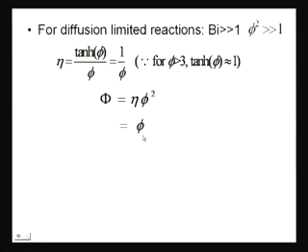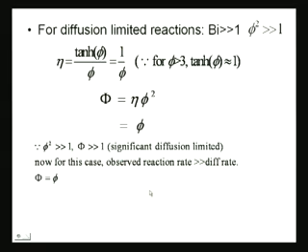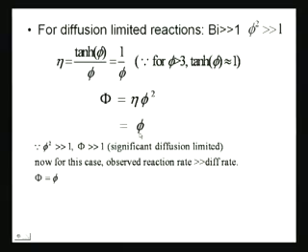Eta itself is 1 over phi, so this comes out to be phi. Now, what we find from this is that if phi square is much greater than 1, then big phi is also much greater than 1. That is, if the intrinsic Thiele modulus is much greater than 1, then the observed Thiele modulus is also much greater than 1. It is not as high as phi square, but it goes as the square root of the Thiele modulus. So, if the square Thiele modulus is 100, then the observed Thiele modulus is 10.